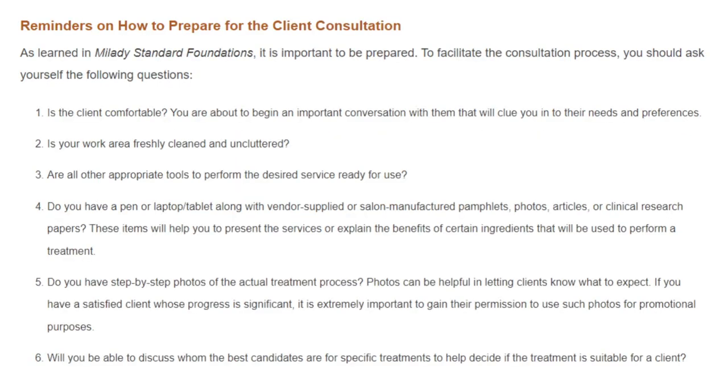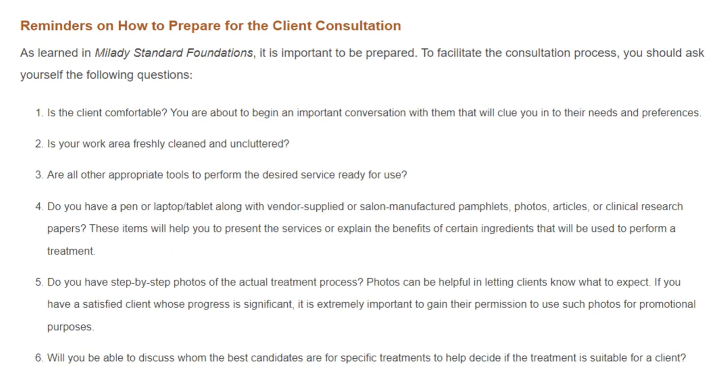Reminders on how to prepare for the client consultation. As learned in Milady Standard Foundations, it is important to be prepared. To facilitate the consultation process, you should ask yourself the following questions. Is the client comfortable? You are about to begin an important conversation with them that will clue you in to their needs and preferences. Is your work area freshly cleaned and uncluttered? Are all other appropriate tools to perform the desired service ready for use?